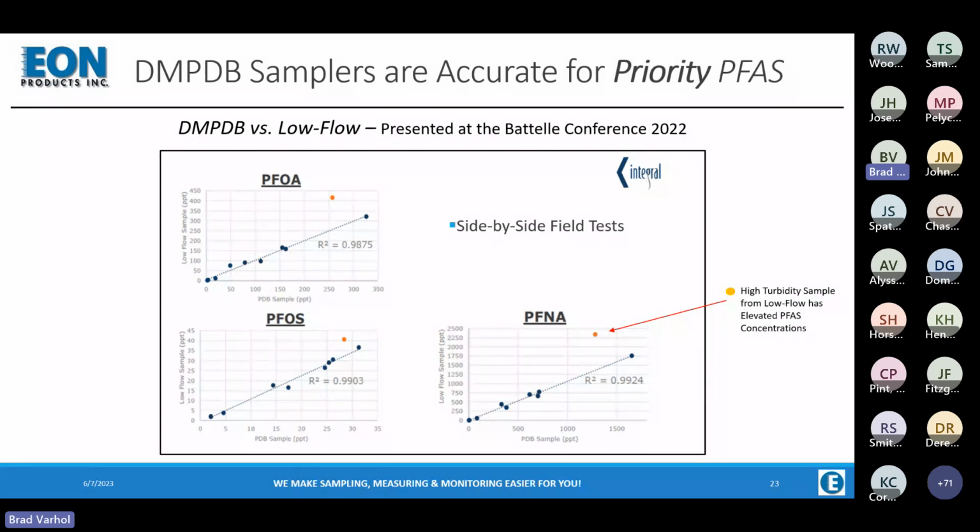But I want to point out one thing. One well was shown to be highly turbid. I think I was told that the turbidity in those wells was 135 or 140 NTU, so fairly cloudy. And in those cases, the results from the low flow sampling method showed a considerably higher concentration of PFAS than did the passive sampling method.